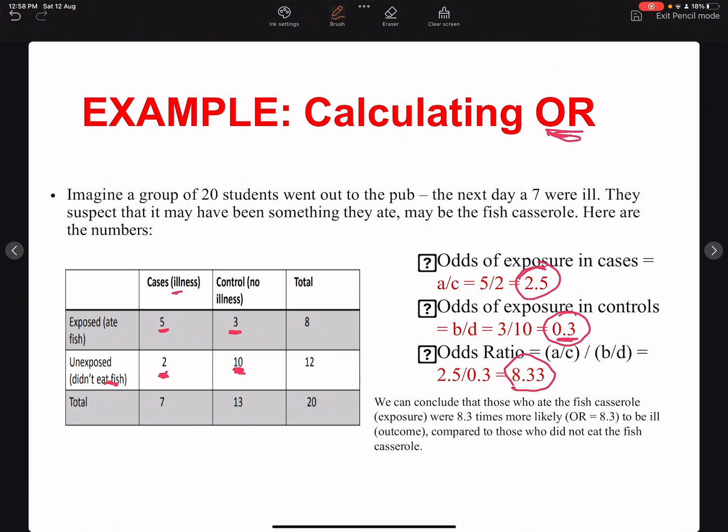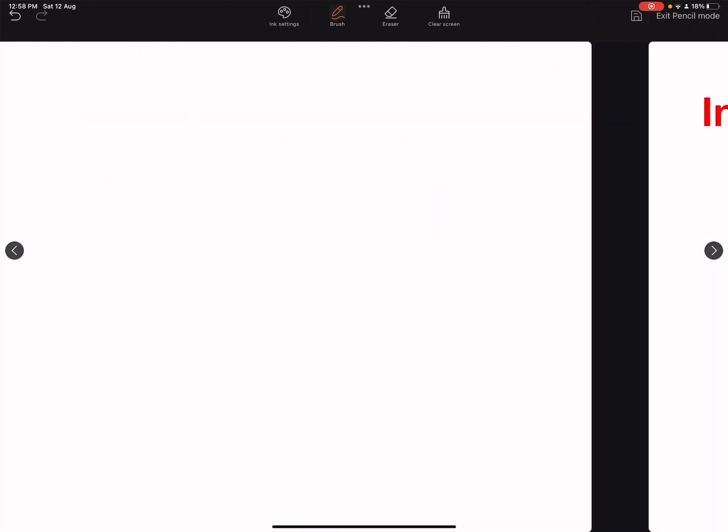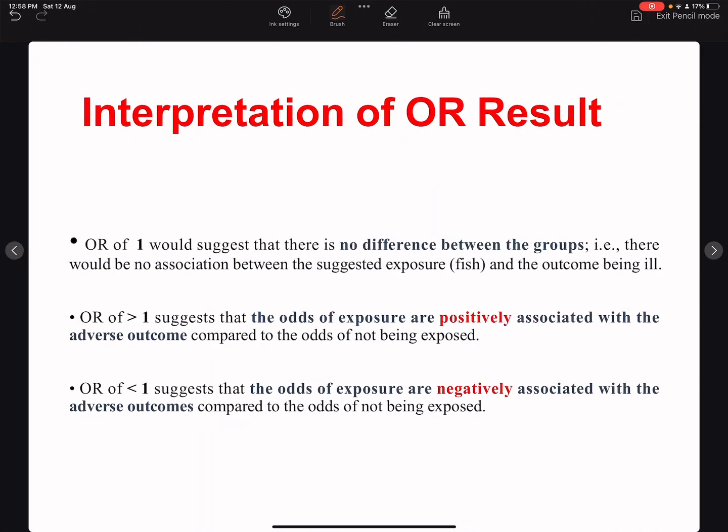In this example, the result is 8.3. That means it is more than 1. This is suggesting that the odds of exposure are positively associated with the adverse outcome. So eating fish is positively associated with the illness. Here the expression of the odds ratio result is going to be either positive association or negative association, because we said it is already done for measurement of association. The main purpose of the odds ratio is the association. This is why we are expressing it as positively associated, negatively associated, or no association.